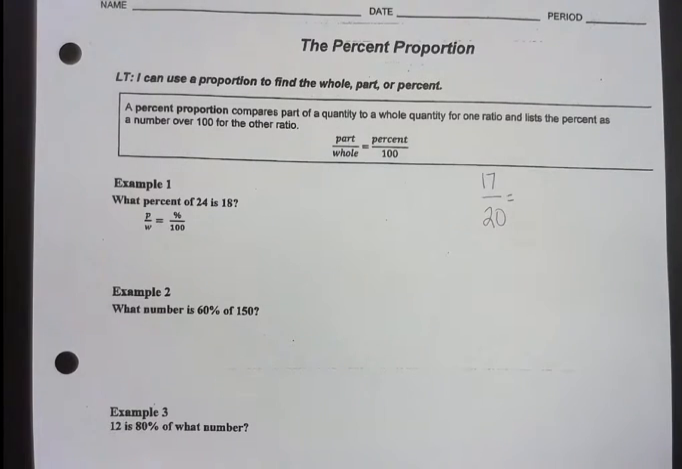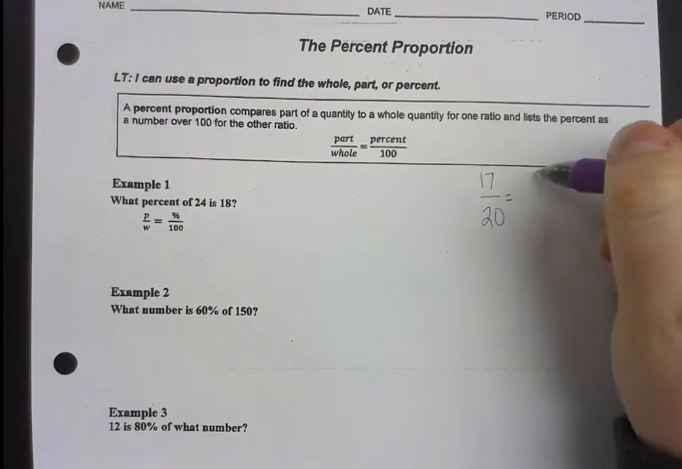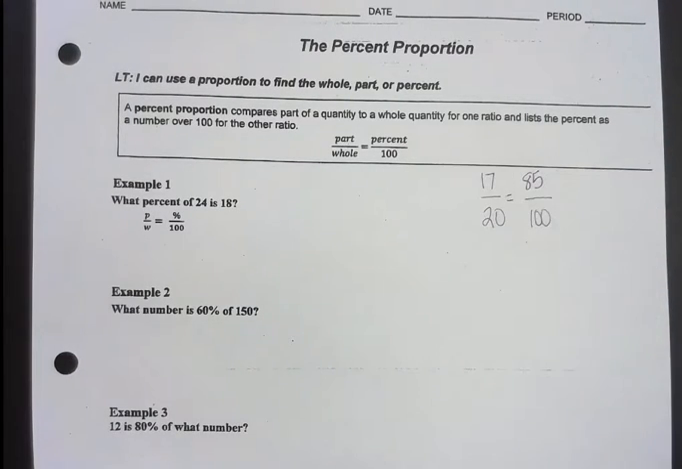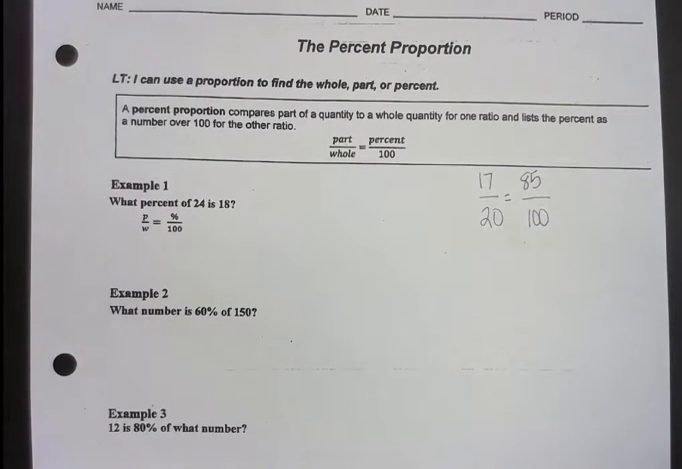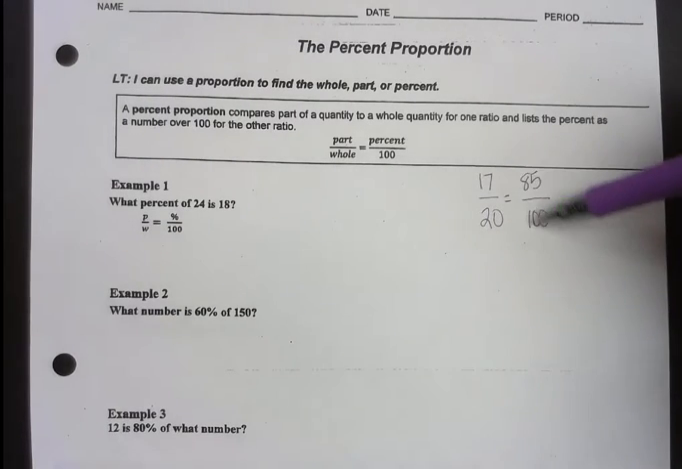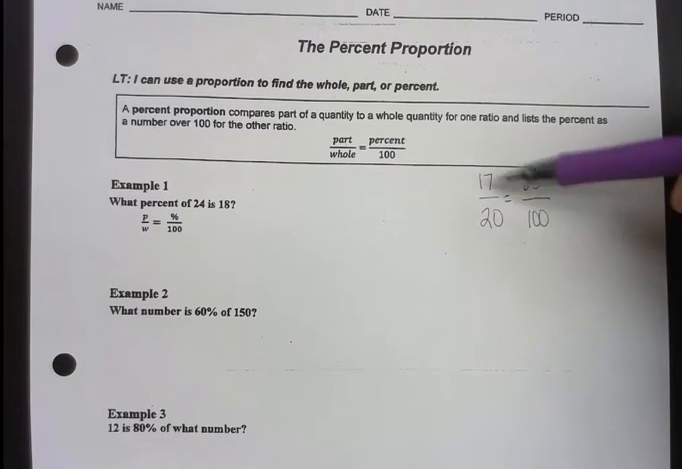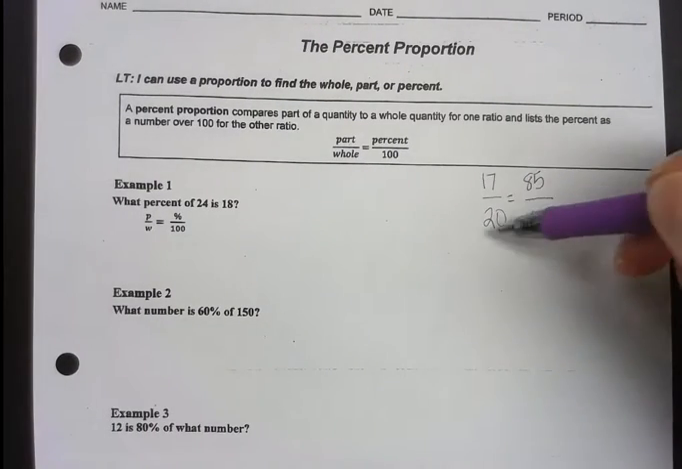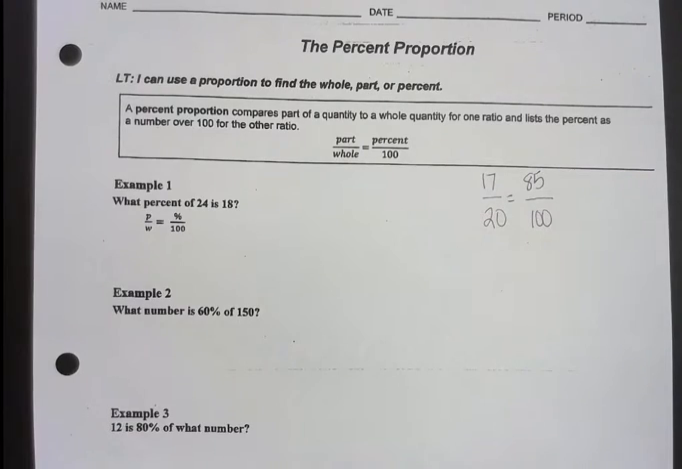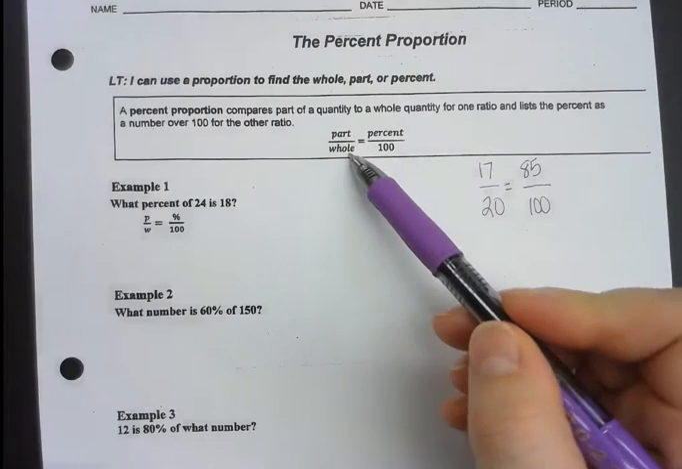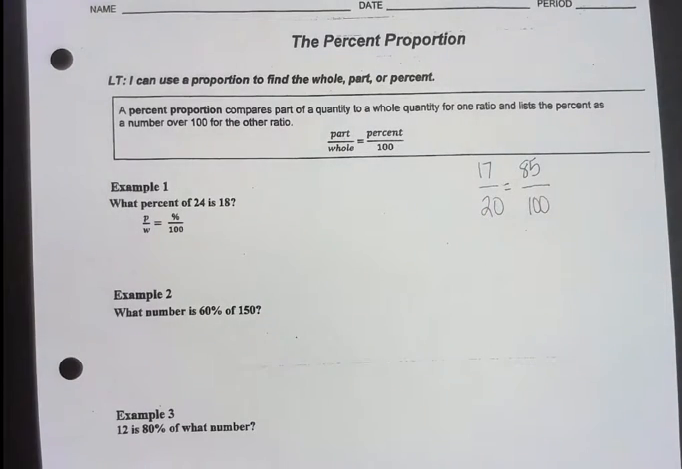So what am I going to put in the grade book? I'm going to put in 85 points out of 100 because percent means out of 100. So this is our percent proportion. If I were to multiply my diagonals, those diagonals would be equal to each other because it is a percent proportion. So those cross products are equal. So we're going to use that percent proportion to help us find either the part, the whole, or the percent.